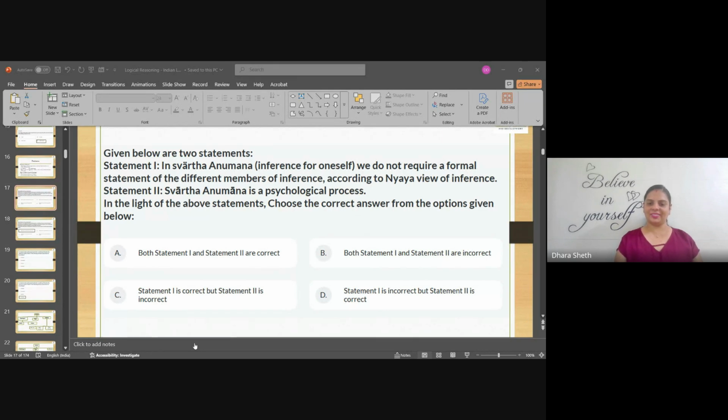Both are incorrect. Everyone agrees that both are incorrect. Statement 1 is correct, but statement 2 is not. Okay. Oh, both the statements are correct. Someone who wants to go for D, that's the only option remaining.